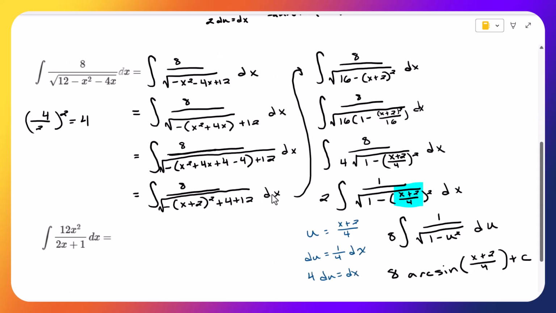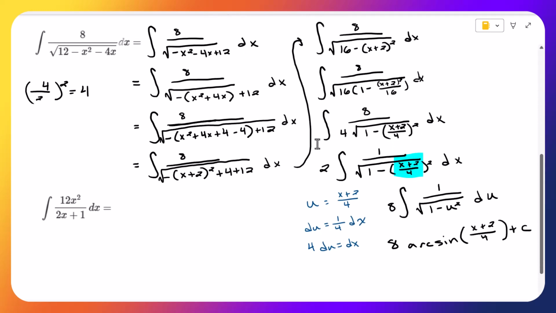Okay, and now talking us through this first one really quickly. I already talked through this part here. Then I just rearranged it. 4 plus 12 is 16, and I switched it because I know where I'm trying to go. I'm trying to make it look like our arcsine antiderivative. Factored out a 16, we get 1 minus x plus 2 squared over 16. And then using my square root rules, the square root of 16 is just 4 times the same thing, and then I rewrote this. So to get the 16 into the squared, I made it 4 because 4 squared is 16. And then here, 8 divided by 4 is 2. That's all I changed there.